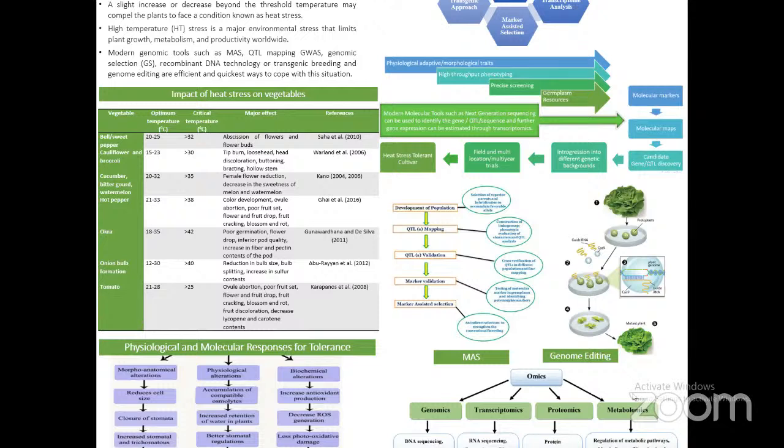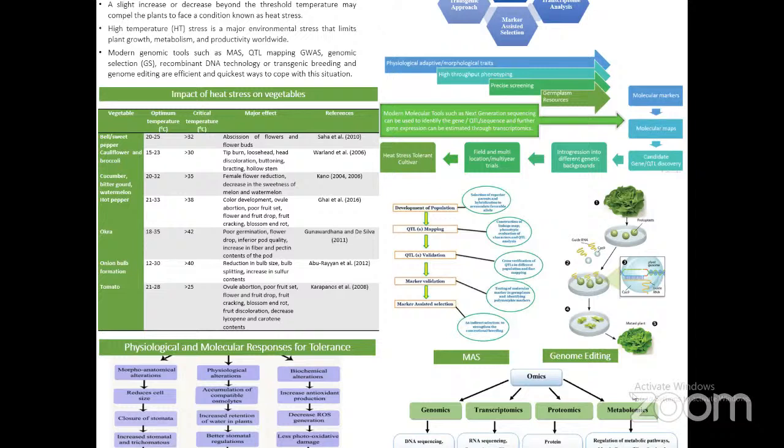There is decrease in germination and pod quality in okra. There is reduction of bulb size and also bulb quality parameters in onion. And there is poor fruit set, fruit and flower drop, along with some of the physiological disorders such as blossom end rot and fruit cracking in tomato.